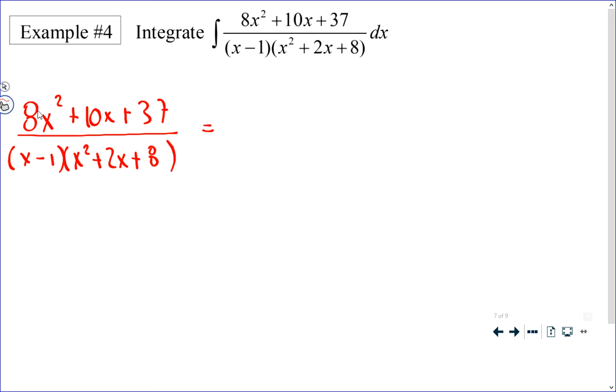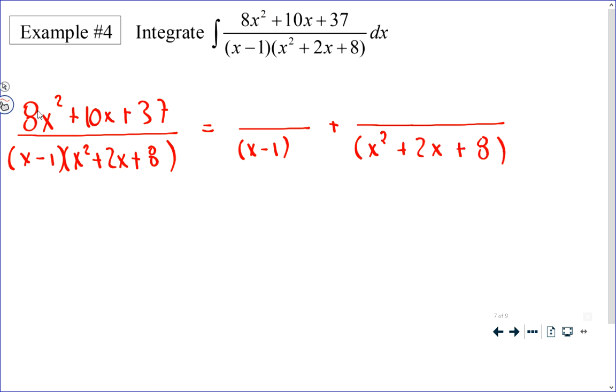And since we only have two factors in the denominator, we can only expect to break it into two partial fractions. The denominator of one of our partial fractions will be x minus 1, and the denominator of the other partial fraction will, of course, be the other factor of the denominator, x squared plus 2x plus 8.